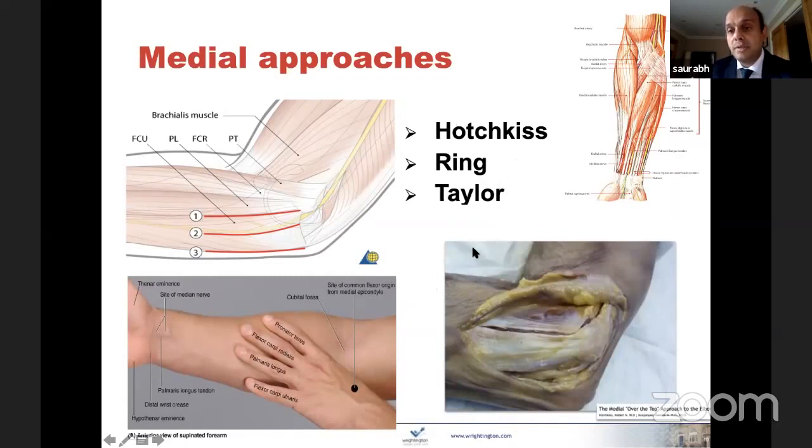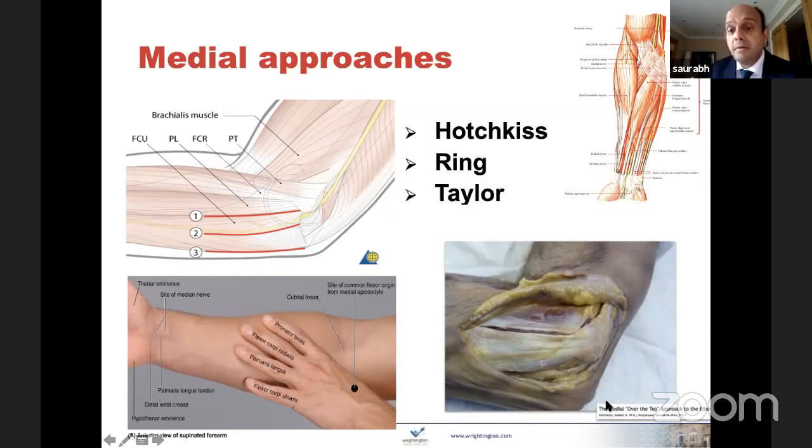All these 3 approaches have their role. In the sense, if I have to go very much in the front of the elbow, I will do a Hotchkiss approach. If I'm going towards my sublime tubercle, my anteromedial facet, I'll do a ring type approach. But if my fracture had come right down into the olecranon base or coronoid base, then I'll do a Taylor approach where I have to lift all the muscles to see the whole coronoid.